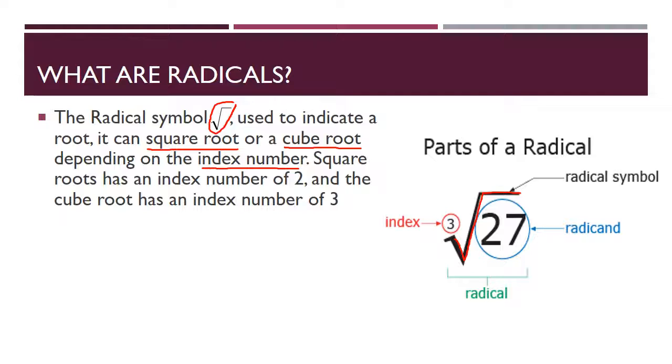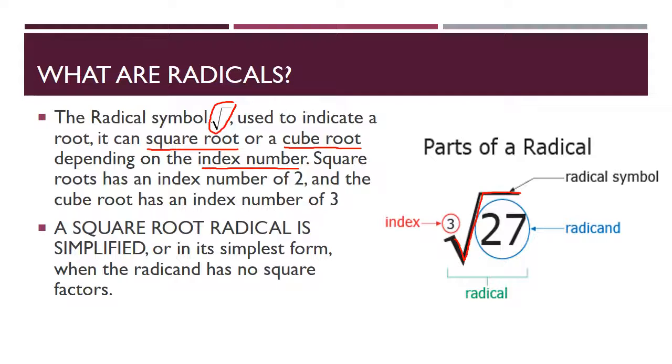The number under the radical is called the radicand, and the radicand can be any number. A square root radical is simplified, or it's in the simplest form, if the radicand has no square factors. So if the number under the radical has no square factors, that means the radical is in the simplest form. We're going to take a look at examples so you guys can understand exactly what that means.